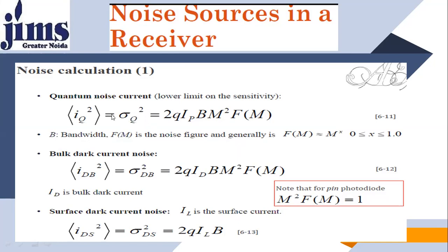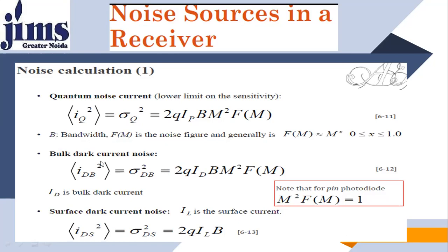So this is the quantum noise, and it is equal to 2 q IP B M square FM. B is the bandwidth, FM is the noise figure. Actually, noise figure is defined as the ratio of signal to noise at the output upon signal to noise at the input. So basically, this FM is equal to M to the power x. This x has a value between 0 and 1, and that value depends on the material that you use to manufacture the APD.